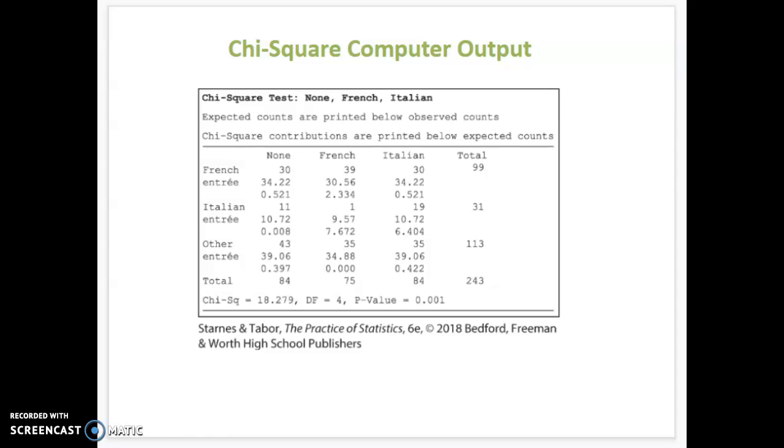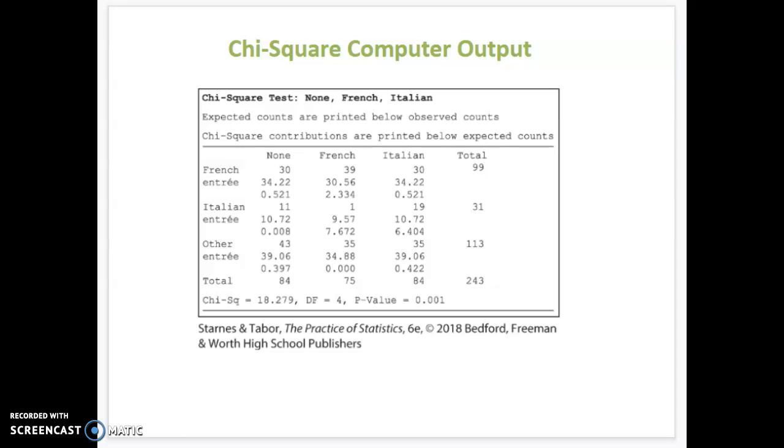So you can see the French entree didn't vary much from what was expected, that 30 to 34.22 only contributed 0.521 to the chi-squared test statistic. But if you look dead center, the Italian entree with the French, we observed 1 but expected 9.57, so that's pretty high. So out of our chi-squared statistic, which is listed at the bottom, the 18.279, that 7 was the biggest contributor to it, and then the Italian was the next one. Those two alone make up most of that test statistic.